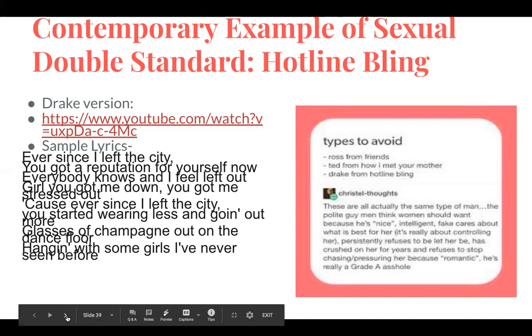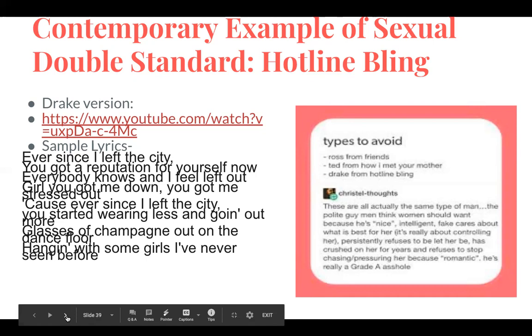He's talking about her behavior as if she's the world's worst person, when in reality, look at the lyrics. Because ever since I've left the city, you started wearing less and going out more, glasses of champagne out on the dance floor, hanging with some girls I've never seen before. It sounds like Homegirl is living her best life.